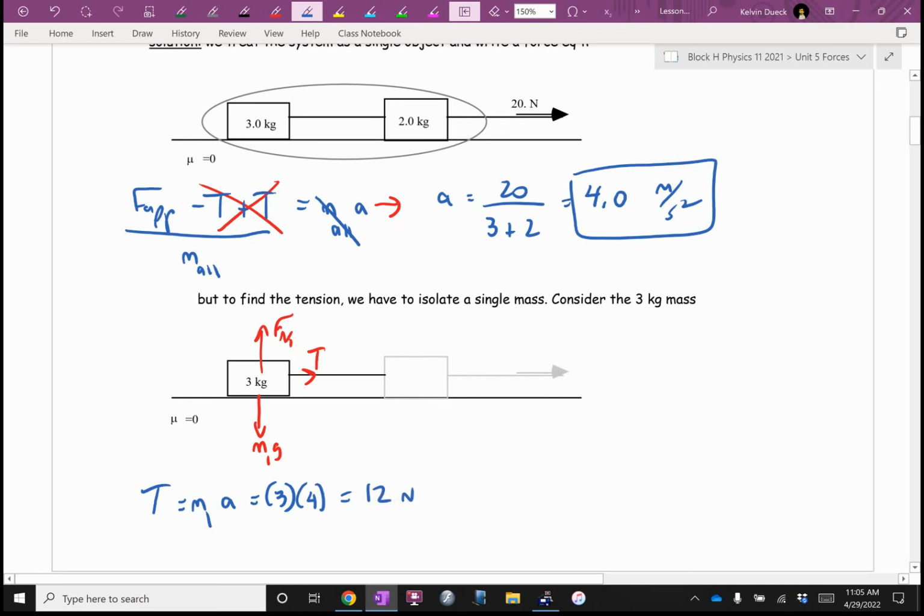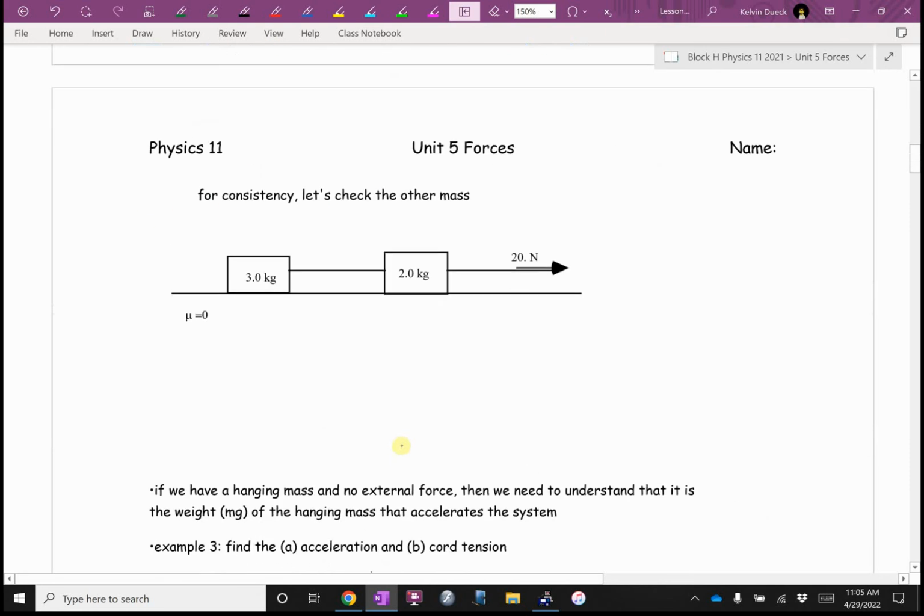You know what would be really cool? It would be really cool if to find tension in the rope, it didn't matter which mass I picked. I would get the same answer both ways. And then I could just pick the easiest mass instead of having to use a specific method. Let's retry this and let's look at the 2 kilogram mass. For the 2 kilogram mass we had M2G, normal force 2, F applied, and tension.